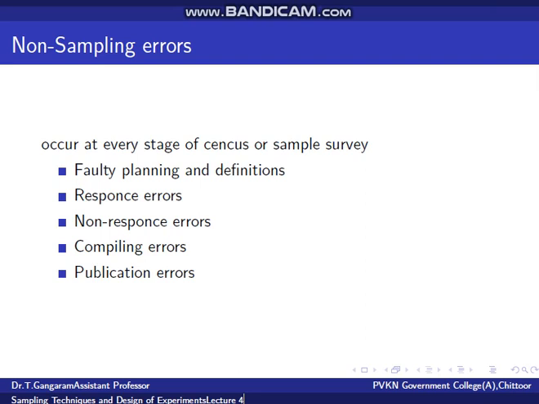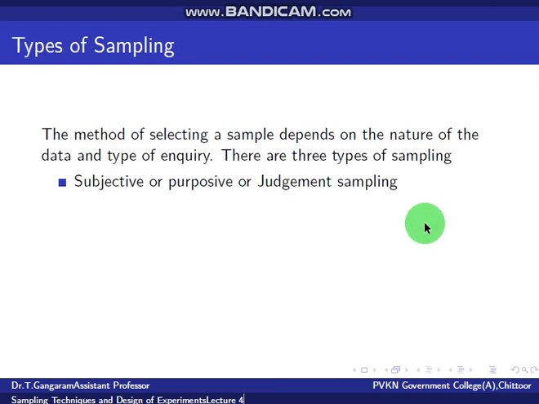Next topic is types of sampling. The method of selecting a sample depends on the nature of the data and the type of inquiry. There are three types of samplings. They are subjective or purposive or judgment sampling, probability sampling and mixed samplings.